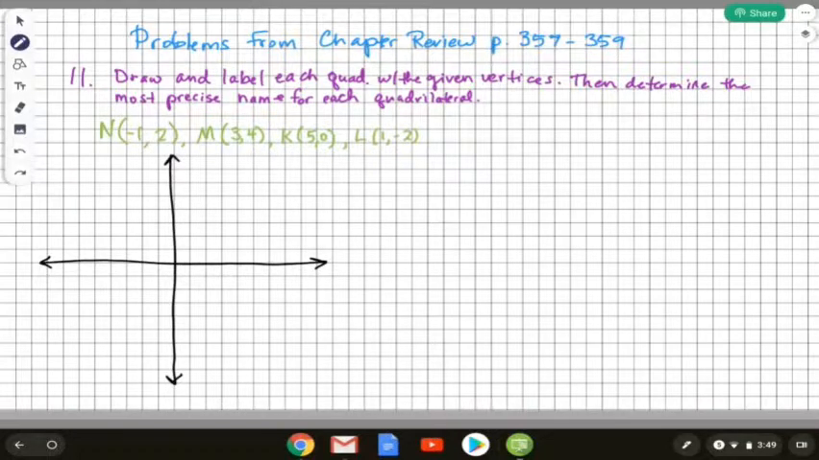All right, so let's put these on here. N is -1, 2. M is 3, 4. K is 5, 0. And L is 1, -2.